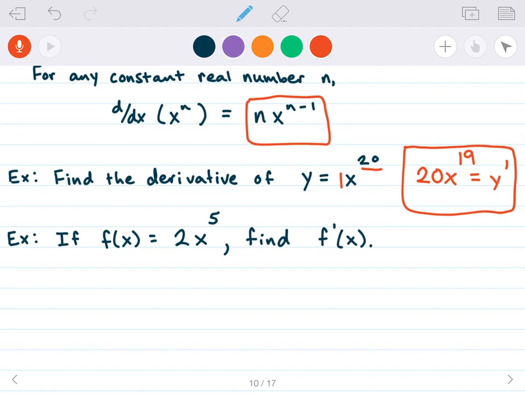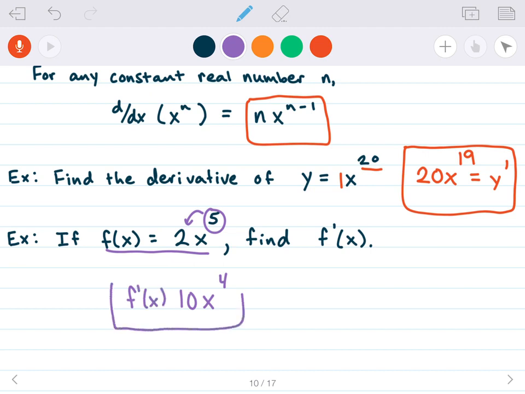If f of x equals 2x to the 5th, find f prime of x. Again, n is 5. We're multiplying 5 times 2 to give us 10 in the front, keeping that x, and then 5 minus 1 is going to give us 4. So that's our derivative, f prime of x. It's as simple as that.